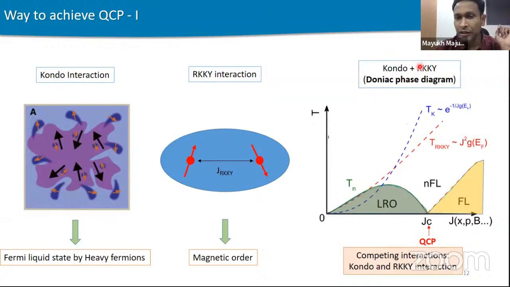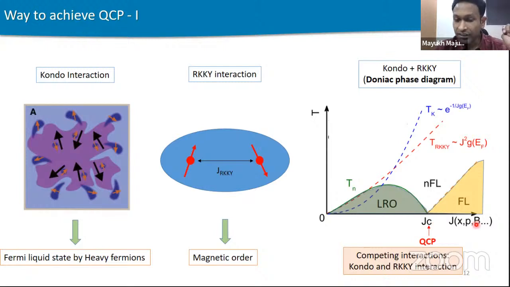There is a famous phase diagram by Doniach. As you can see here, along the x-axis you have the exchange interaction, which is tuned by pressure or magnetic field or some other non-thermal parameter. Along the y-axis you have the temperature. We know how the Kondo exchange interaction behaves if you change the exchange, and we also know how the RKKY exchange behaves depending on it. At lower values of J, you have dominating RKKY interactions but less Kondo interaction, which means at low J values the long-range order is more likely to be stabilized.